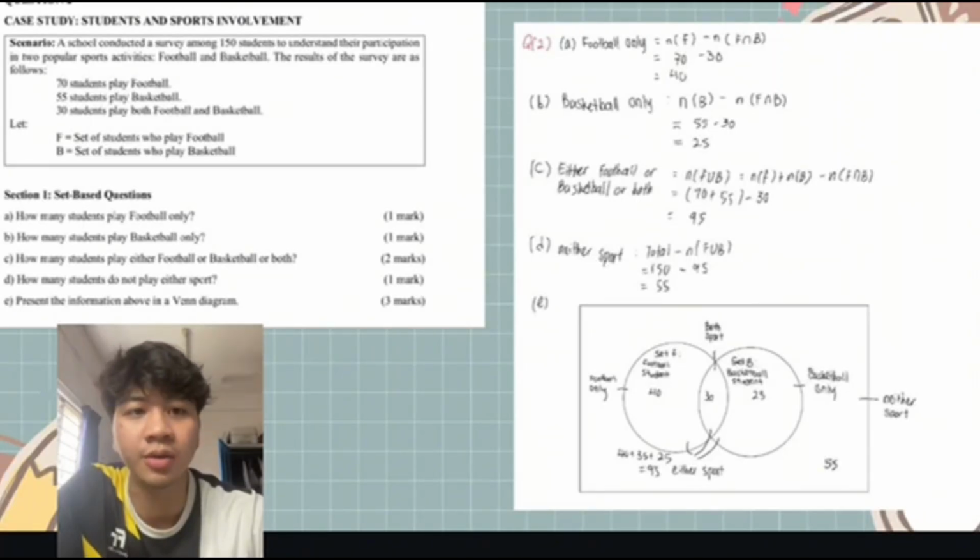Finally, for item E, we present all this information clearly in a Venn diagram. In the center, which is the intersection, we place 30 students playing both sports, while in the left circle, for football students, we place 40 only. In the right circle, for basketball students, we place 25 for basketball only. And outside both circles, we have 55 students who play neither sport.